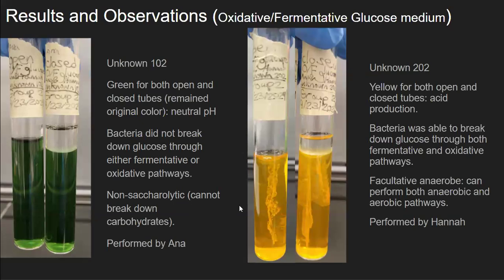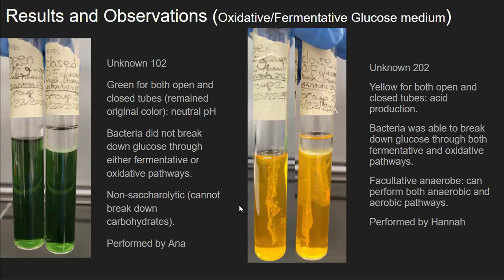For unknown 102, both the open and closed tubes were green, remaining their original color of a neutral pH. Once again, they were non-saccharolytic and the bacteria did not break down glucose through either fermentative or oxidative pathways.